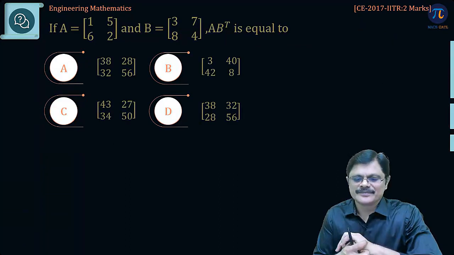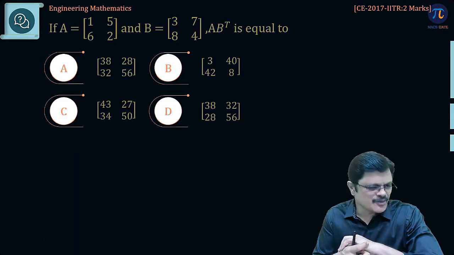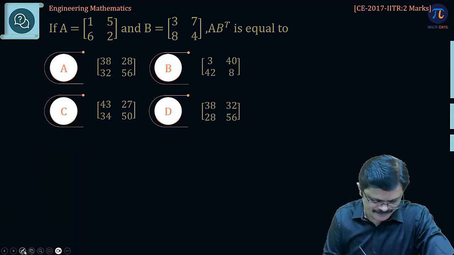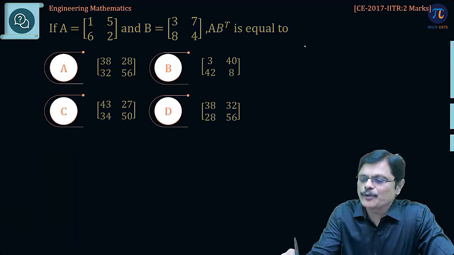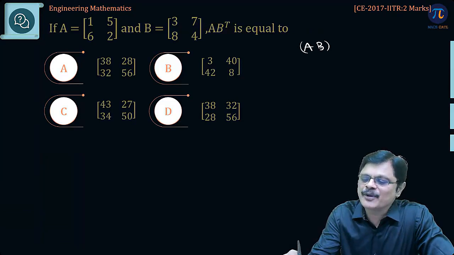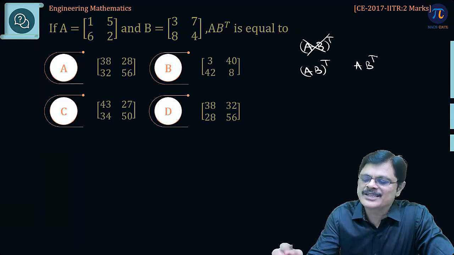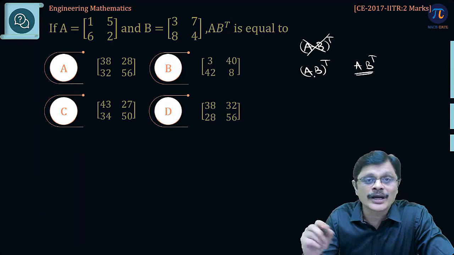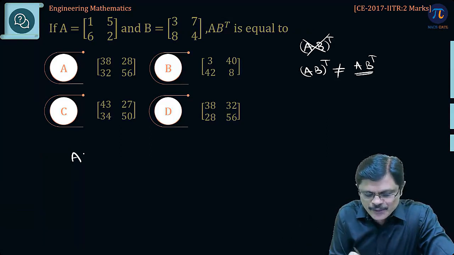The next one. Here A and B are given. He is asking what is A B transpose. What is the value of A B transpose? See, my dear friends, the most common mistake people make is they consider it as A B whole transpose. No, there's a difference between A B whole transpose and A B transpose. This is A B transpose, not A B whole transpose. They are not the same.